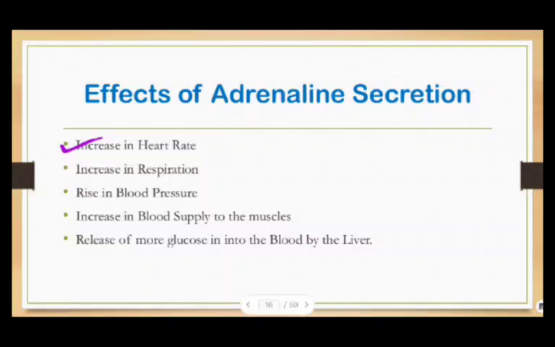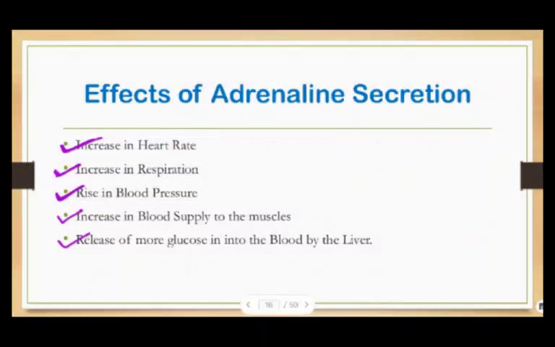So first of all, looking at the dog, your heart rate will increase. Then you'll start breathing heavier. When you run away, that time also you'll breathe heavier. There will be a tension in your body, hence there'll be a rise in blood pressure, increase in blood supply, and release of more glucose into the blood, so that your muscles get more energy to run faster.